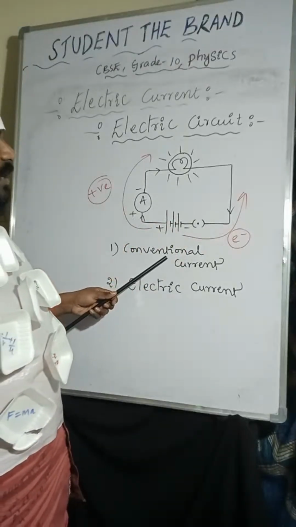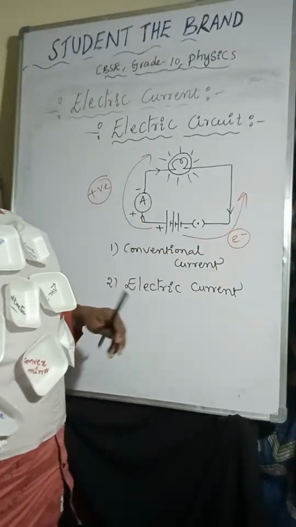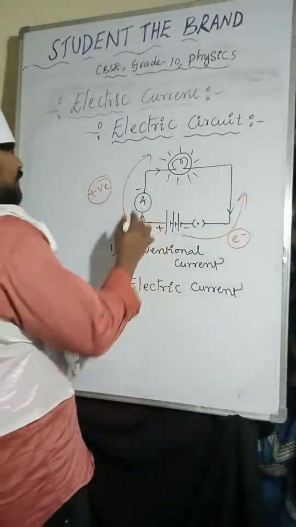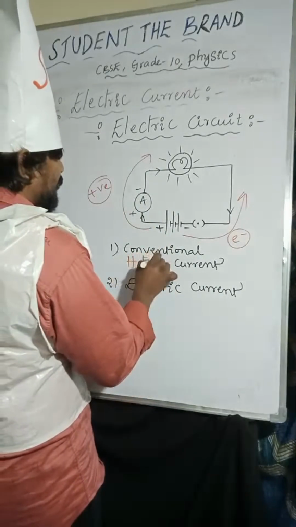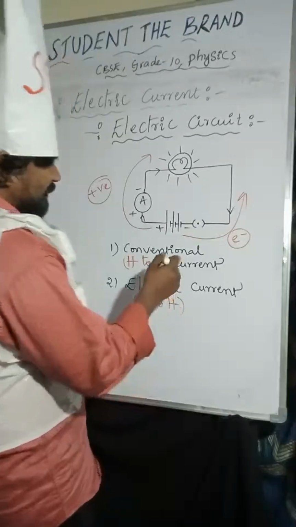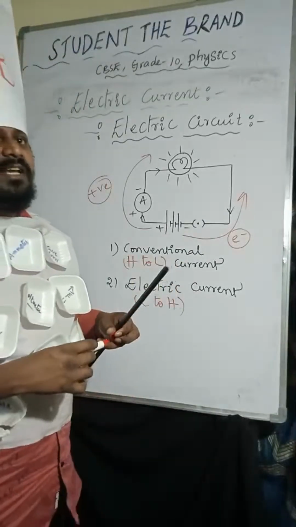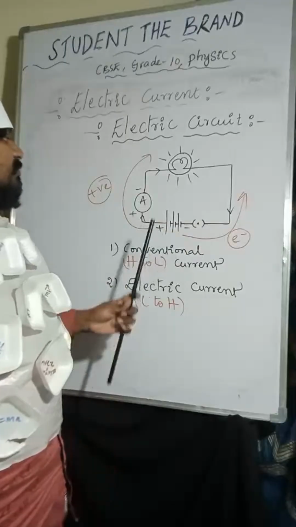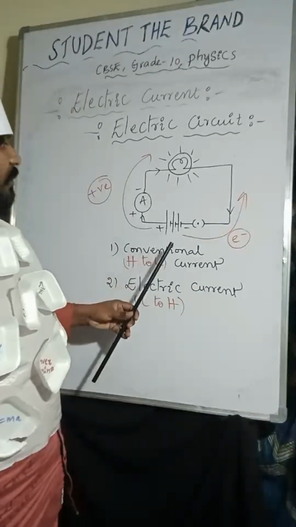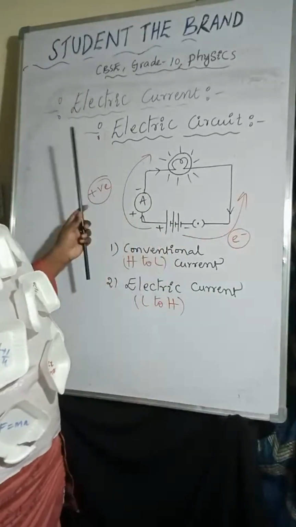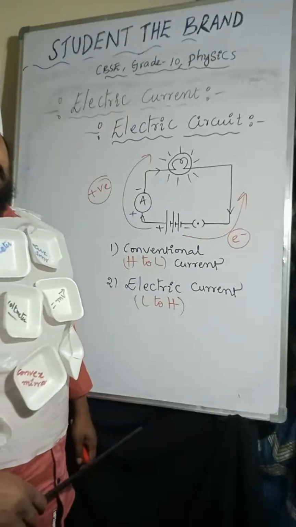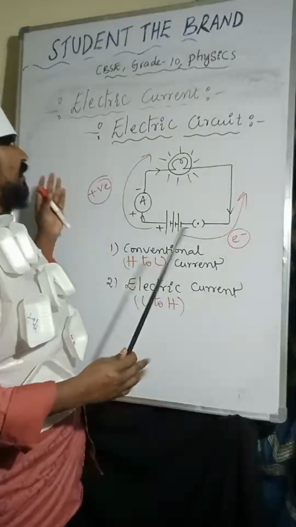Okay, so this is about conventional current and electric current. And here one thing: positive charges will move from high potential to low potential, whereas electrons will move from low potential to high potential. Once again, the flow of positive charges is known as conventional current. The flow of electrons is known as electric current. I hope it is very clear. So this is about electric current.